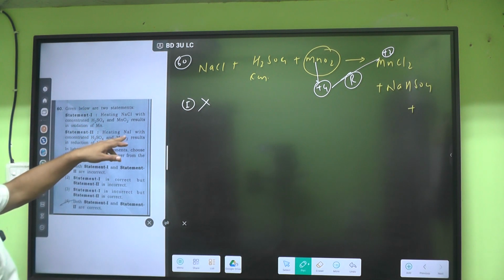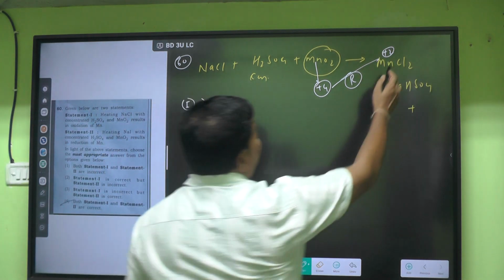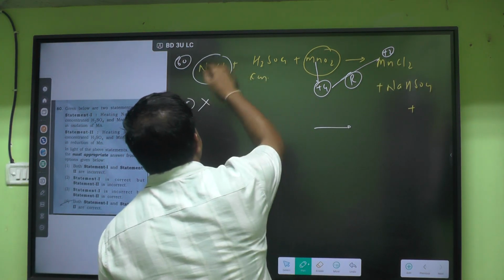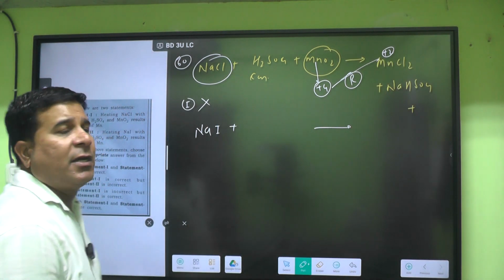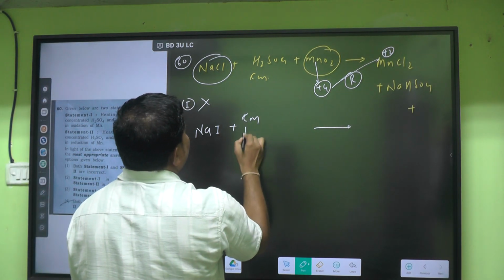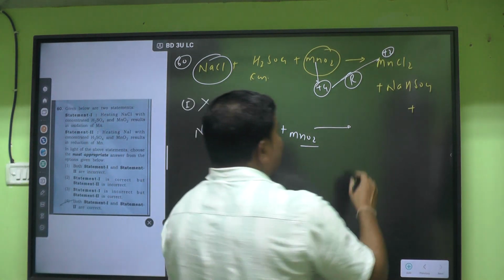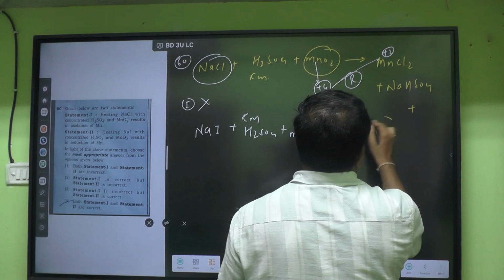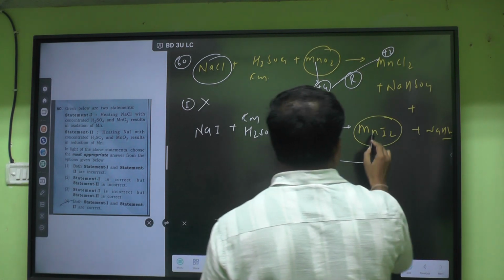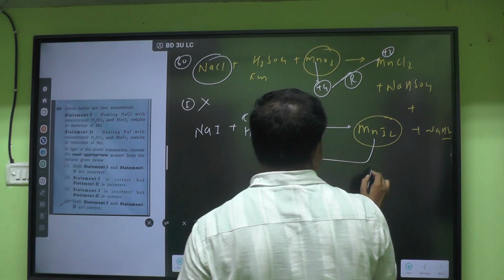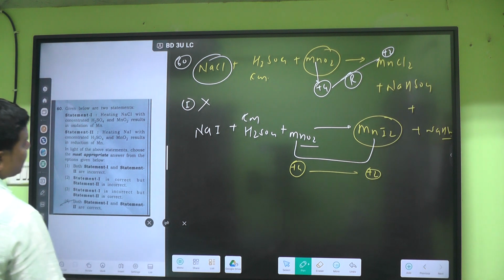Second statement: heating of sodium iodide with concentrated H2SO4 and MnO2 results in reduction of Mn. It is the same reaction, simple. Suppose instead of NaCl we take sodium iodide, in the presence of concentrated H2SO4 and MnO2. Remember here, MnI2 is formed, with the same product, sodium hydrogen sulfate. It is reduction again, plus 4 oxidation number converts to plus 2. This is a reduction of Mn. The first statement is wrong, the second statement is correct.